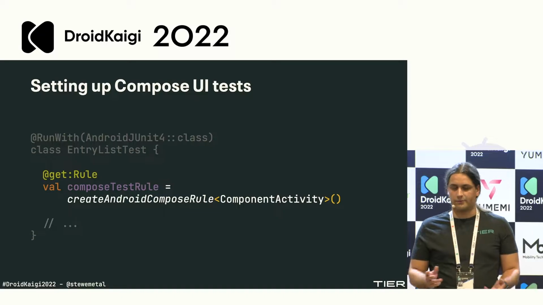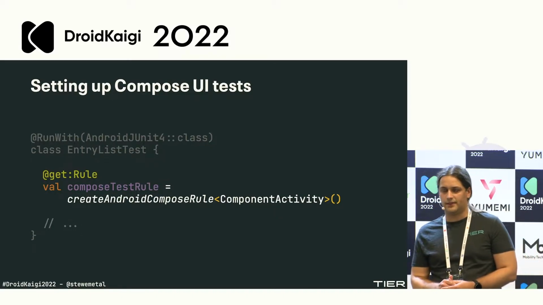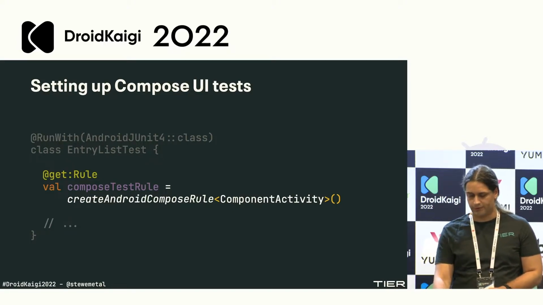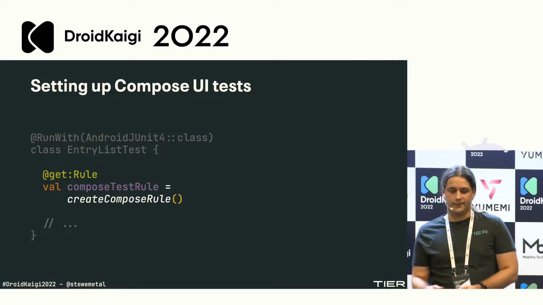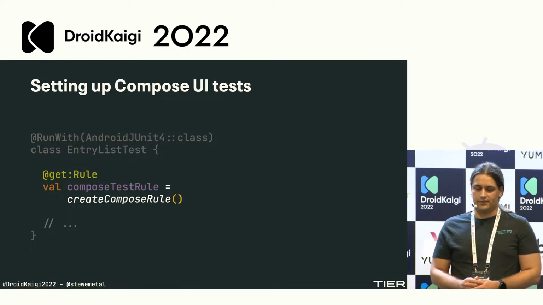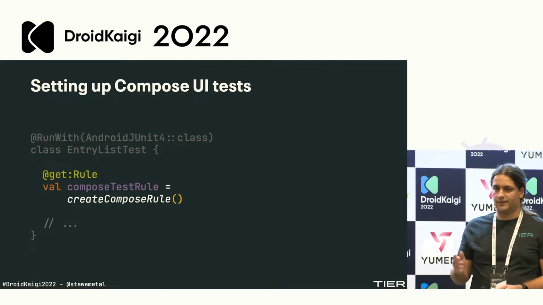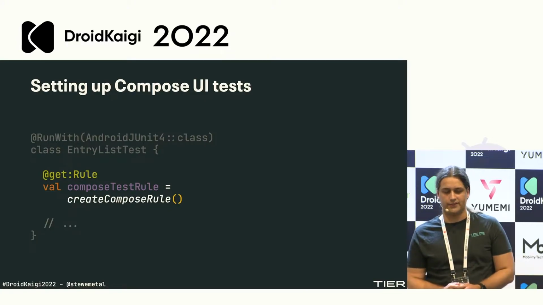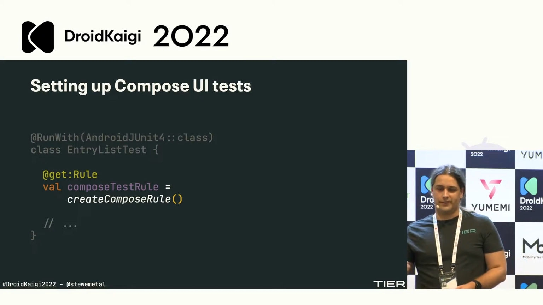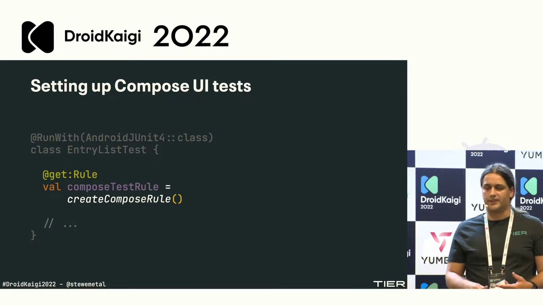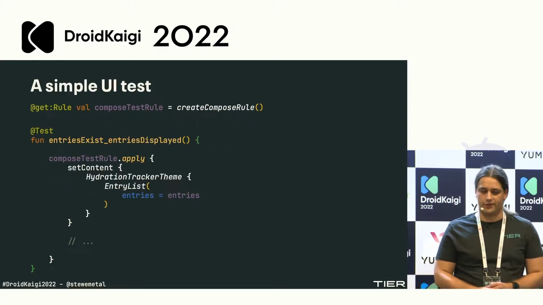Then we can just pass the component activity's class reference into createAndroidComposeRule, and we can just write tests for composables. There is a shortcut for this, and it's called createComposeRule. This is just a multi-platform implementation of the createComposeRule family of functions. On Android, this will actually just call createAndroidComposeRule with the component activity, so it's basically on Android just a shortcut for that. And with that, we have a test rule that we can work with.